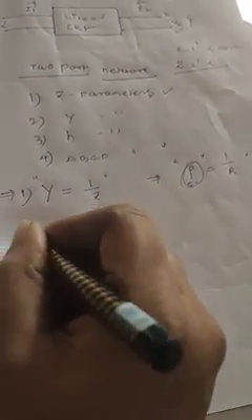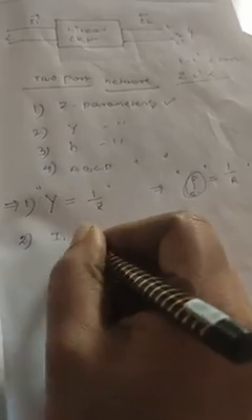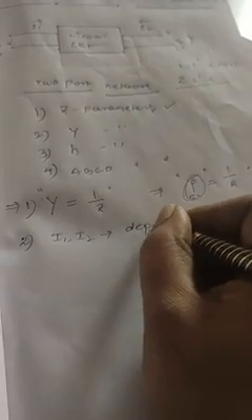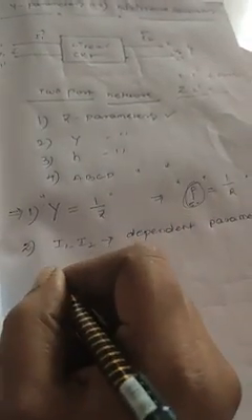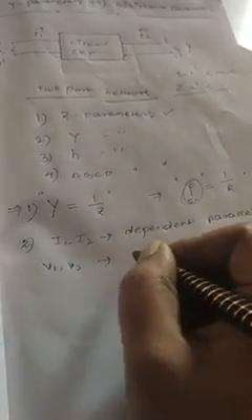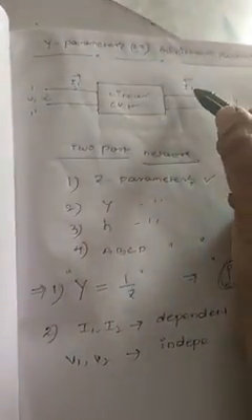The second point is that here I1 and I2, these two currents, are the dependent parameters, and V1 and V2 are the independent parameters. Dependent parameters are these two currents, I1 and I2. I1 is the input current, since we are giving the current as input, and I2 is the output current.